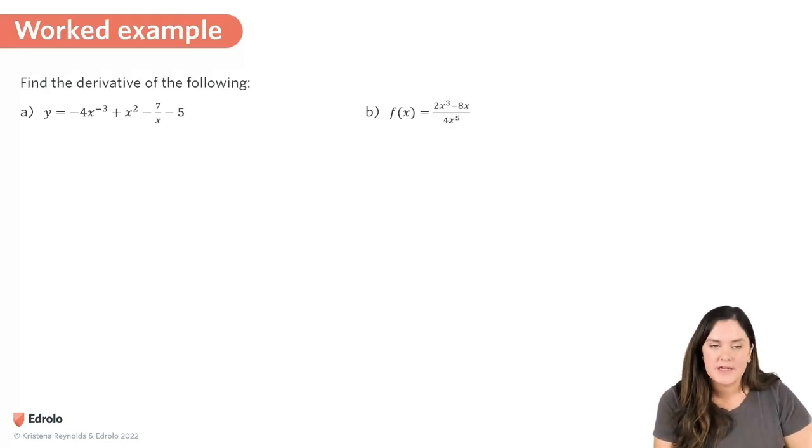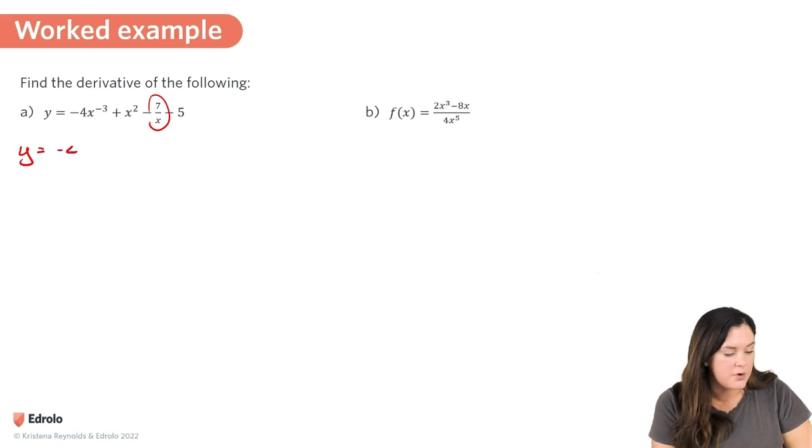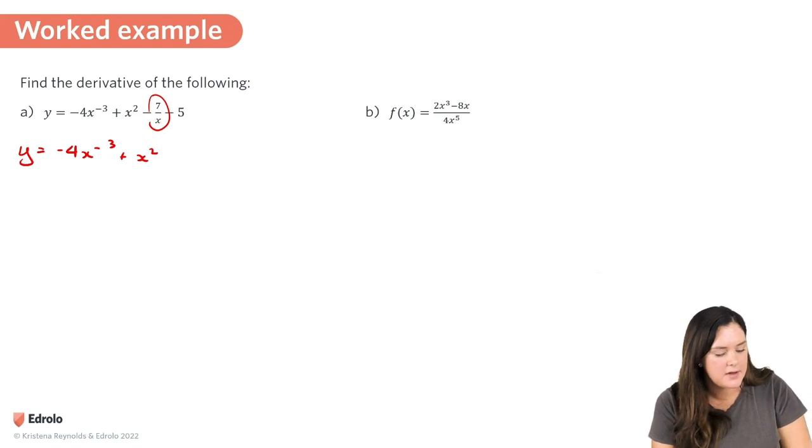So we're going to practice what we've just learnt with these two worked examples. So the very first step is we need to change these terms here so that we are dealing with just negative indices instead. So rewriting this one, we get y equals negative 4x to the power of negative 3 plus x squared. That one's fine. And then this 7 over x becomes 7 to the power of negative 1.